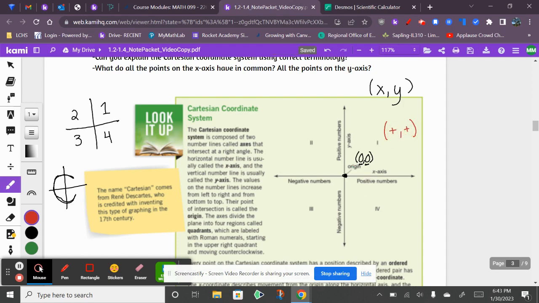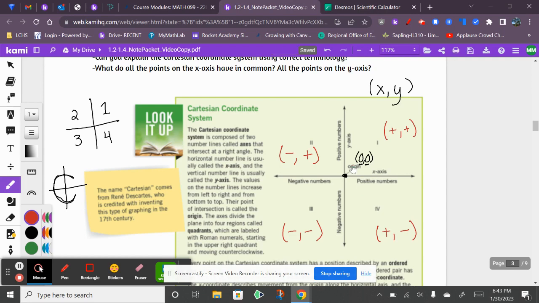Both of those will be positive. In quadrant 2, your x value will be negative, but your y value will be positive. In quadrant 3, they will both be negative. And in quadrant 4, your x value will be positive, but your y value will be negative.